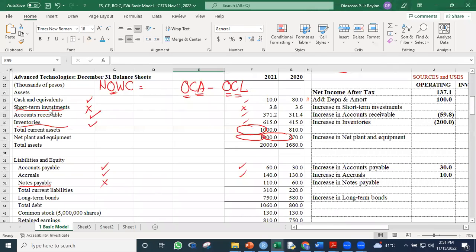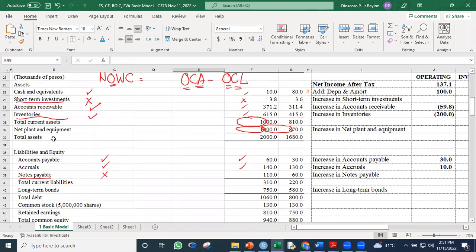So we looked at the components of your current assets: cash, short-term investments, receivables, inventories, and usually it may include prepayments. Of this, only short-term investments is not part of operating working capital because this is interest-bearing. So it will only include cash, receivables, inventories, and prepayments. And then we subtract the current liabilities. Any interest-bearing liabilities should not form part of your operating current liabilities.